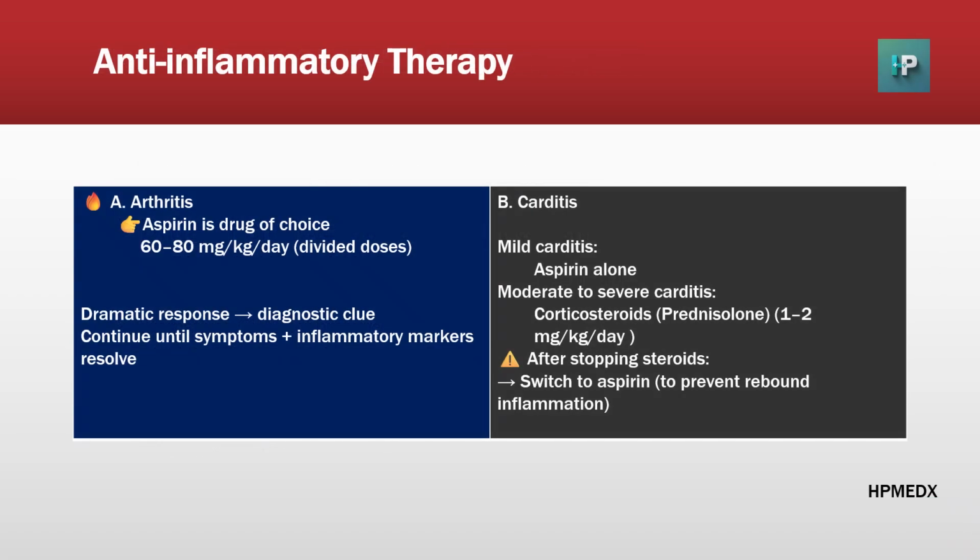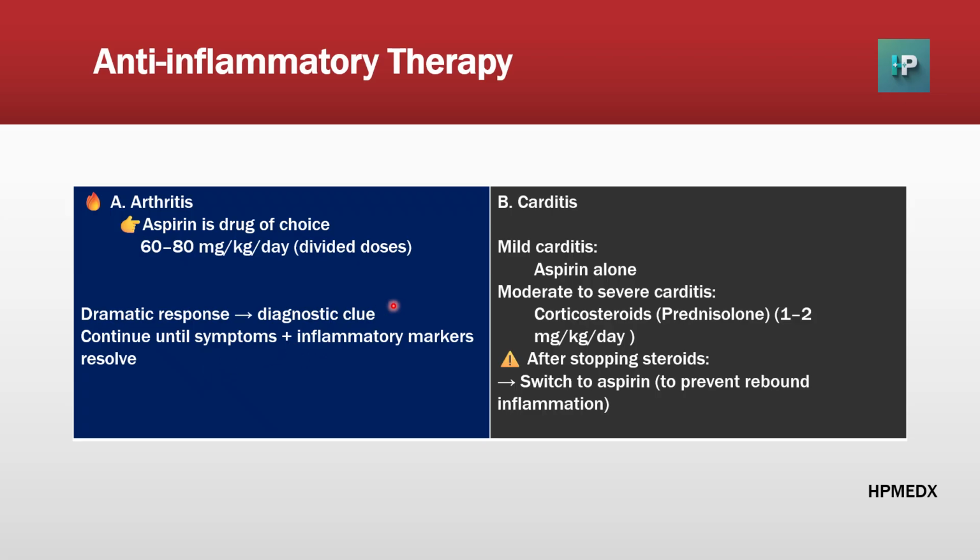And then anti-inflammatory therapy. Here the most common problems are arthritis and carditis. Aspirin is enough for arthritis, and it's the diagnostic clue. As I already referred, a dramatic response to aspirin means it's because of acute rheumatic fever. And we should continue aspirin until inflammatory markers and symptoms resolve.